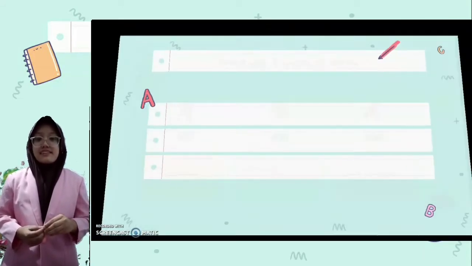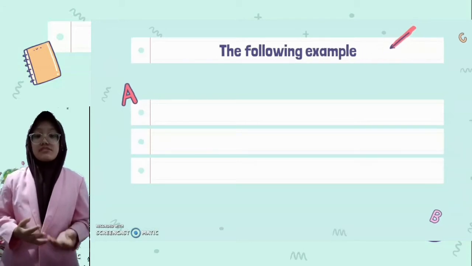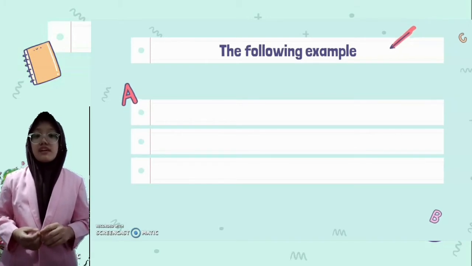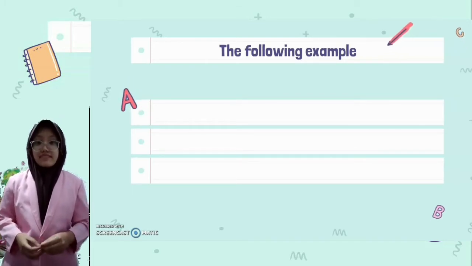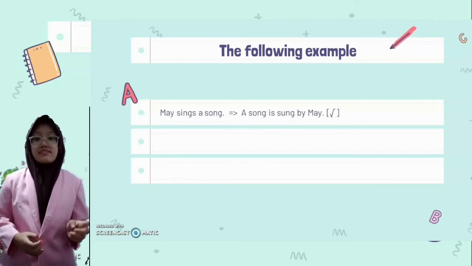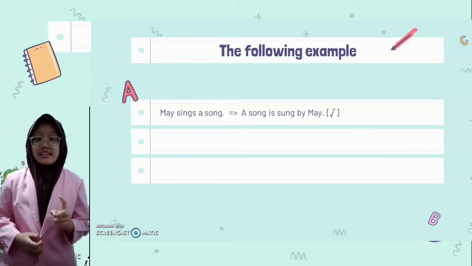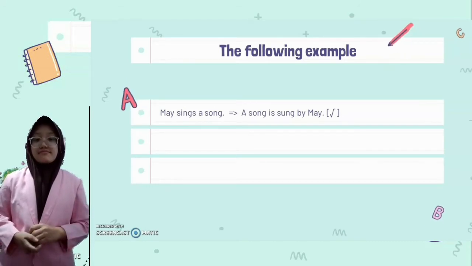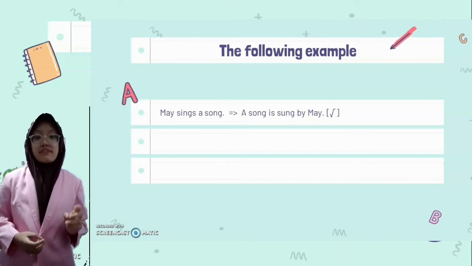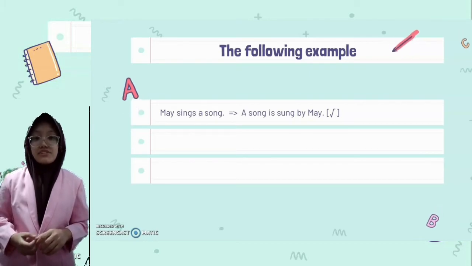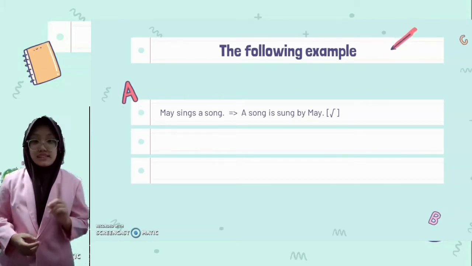Okay. The following example will help you understand why it should be a verb, not an adjective or a noun. In active, May sings a song. This is an active sentence. This sentence can be converted into a passive voice sentence, that is, a song is sung by May. Now understand? There are structural changes that occur, but they do not change the meaning at all.